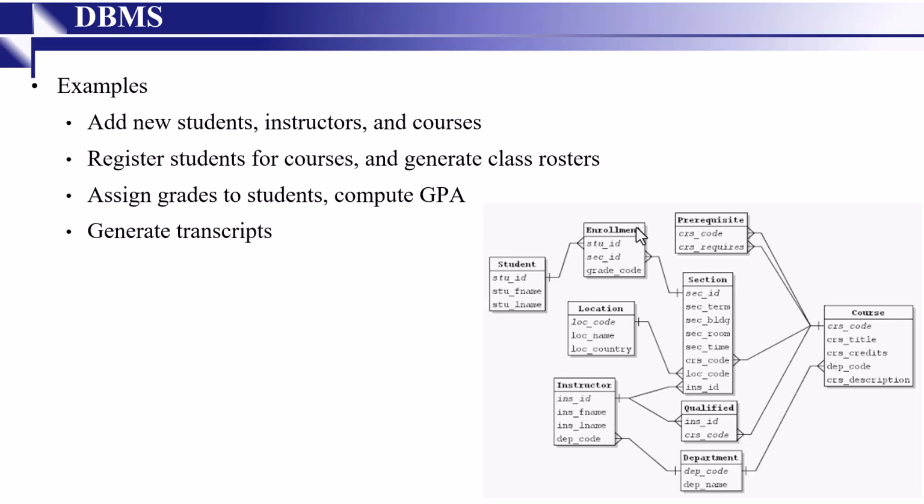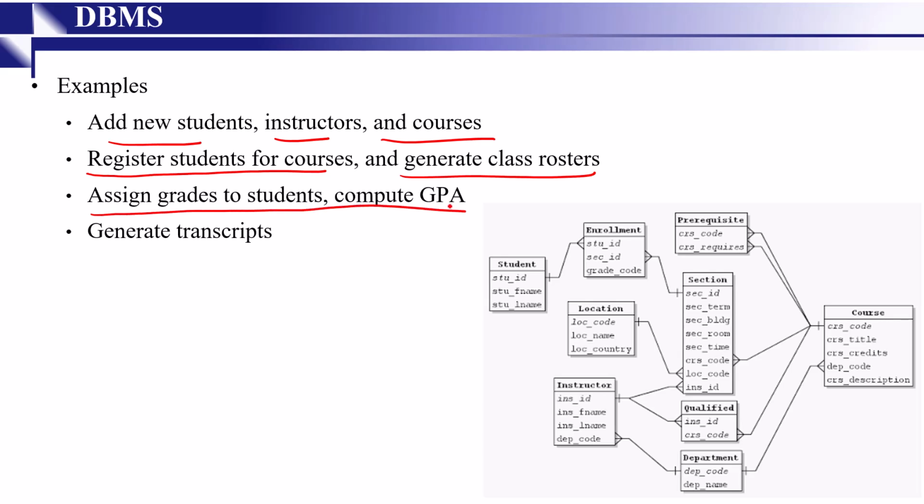Here are some practical examples. A university database, you can consider, might let you add new students, instructors, or courses. We can register a student for courses and generate class rosters. We assign grades to students and compute GPAs. And also we can generate transcripts. So a university database can do many things, like what you use every day.